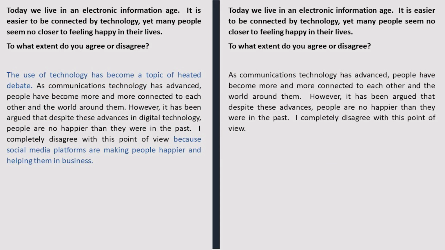Let's look at the question now. It says, "Today we live in an electronic information age. It is easier to be connected by technology, yet many people seem no closer to feeling happy in their lives. To what extent do you agree or disagree?" Let's look now at the introduction that answers this question.